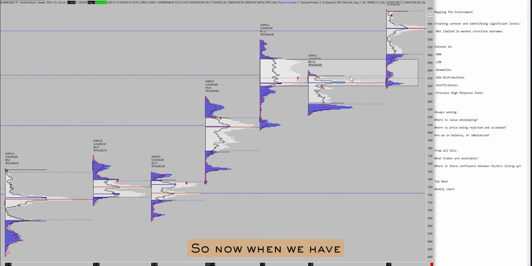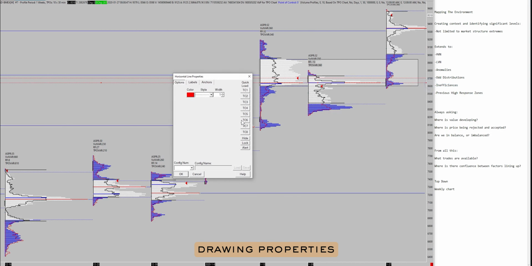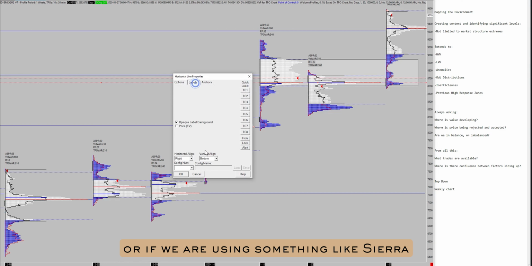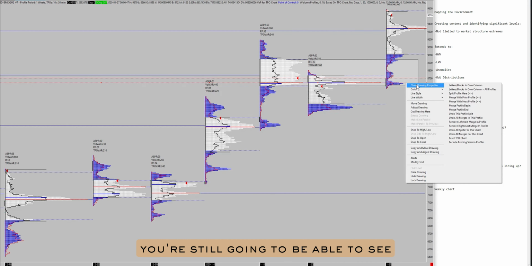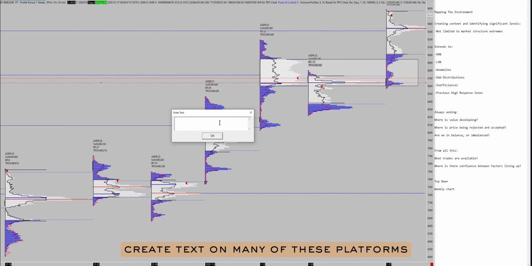So now when we have our weekly levels marked out, we should take into consideration where the point of control is for this week. So the point of control being right here, we could go ahead and label these. So chart drawing properties, if we are using something like Sierra, it doesn't really matter if you're using Sierra or Exo charts or any of the other tools. You're still going to be able to create text on many of these platforms.